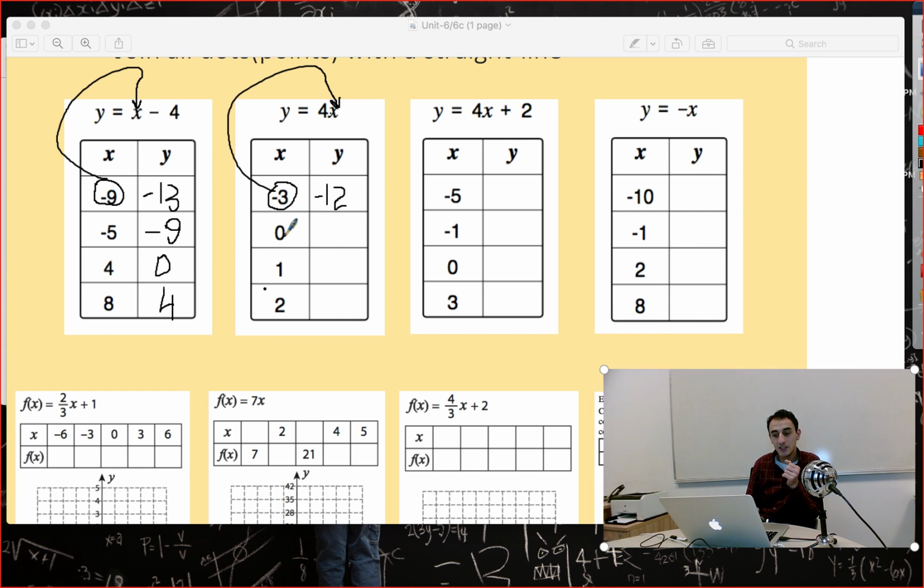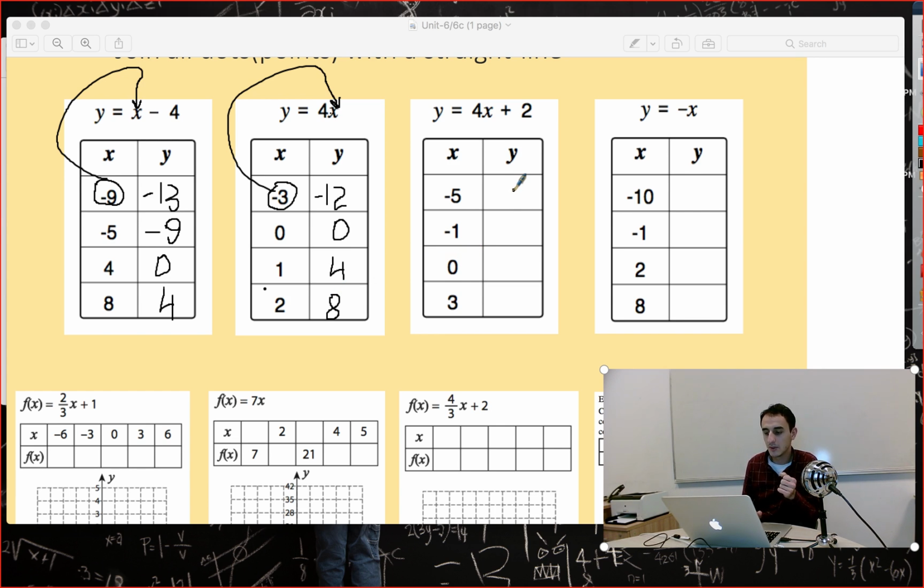Okay, then 0 multiplied by 4 will be 0. 1 multiplied by 4 will be 4. 2 multiplied by 4 will be 8. Okay? So, clear? I hope it is.